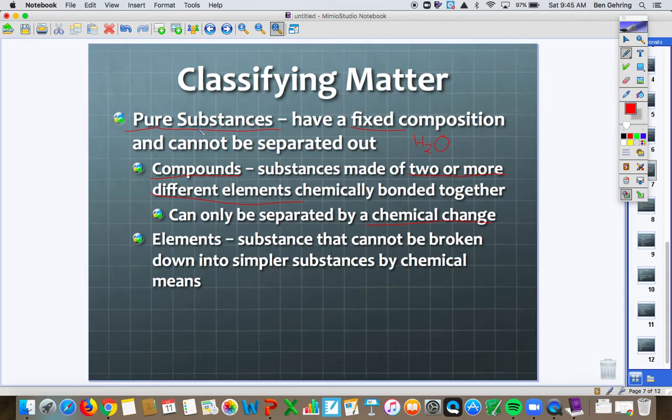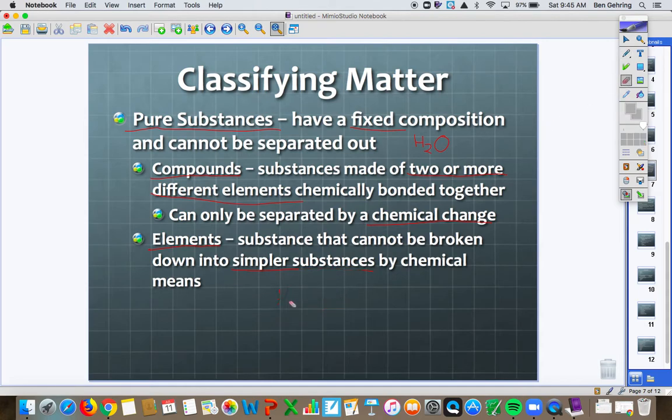So if compounds is one pure substance, elements are the other. So elements are the simplest substance that retains all of its properties. And so elements are the substance that cannot be broken down into simpler substances by chemical means. Once you get down to just hydrogen or just oxygen, so I have 2 hydrogens or 2 oxygens bonded together, we'll talk about that later. That's as simple as I can get.